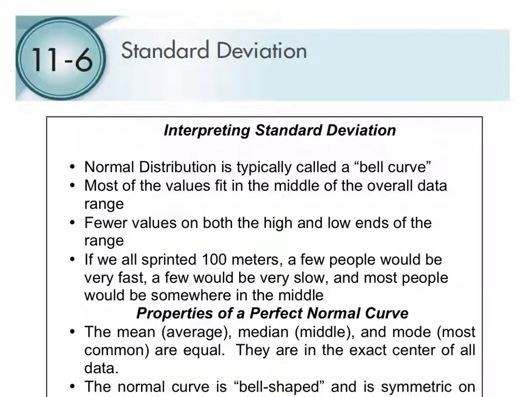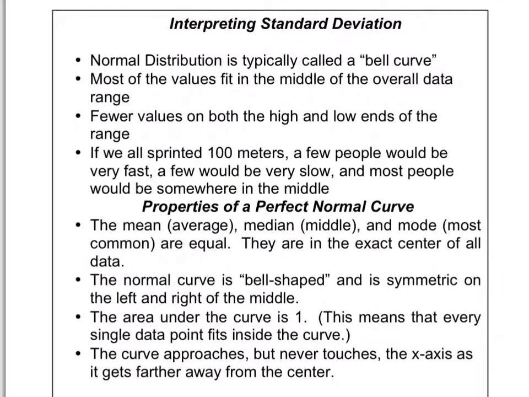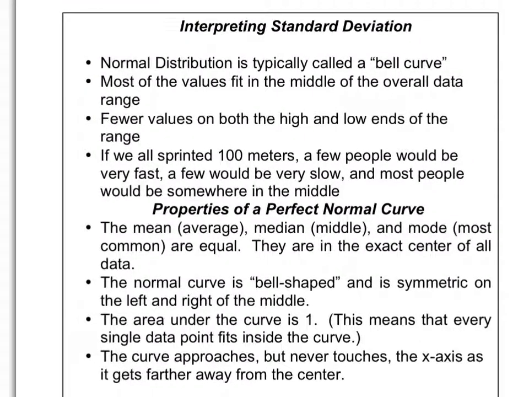Okay, now we're going to interpret the standard deviation. So we're actually going to use the standard deviation here and understand more or less what it means. A normal distribution is typically called a bell curve. And you'll hear the words normal distribution quite a bit. Okay, it's distributed normally. That means essentially it's distributed evenly, and you'll understand what that means when we start to look at examples. Most of the values fit in the middle of the overall data range.